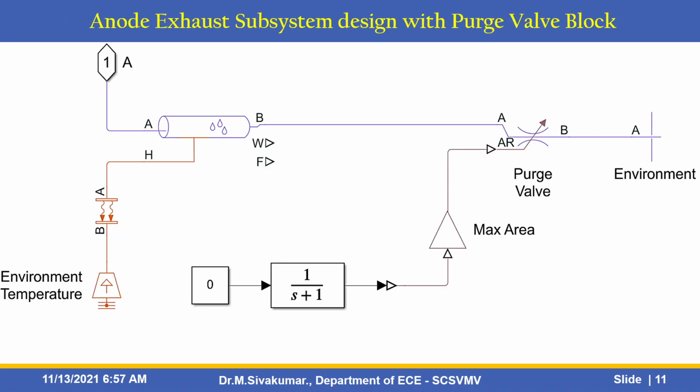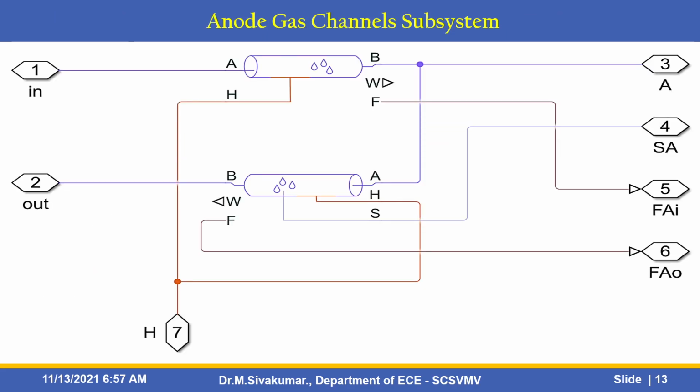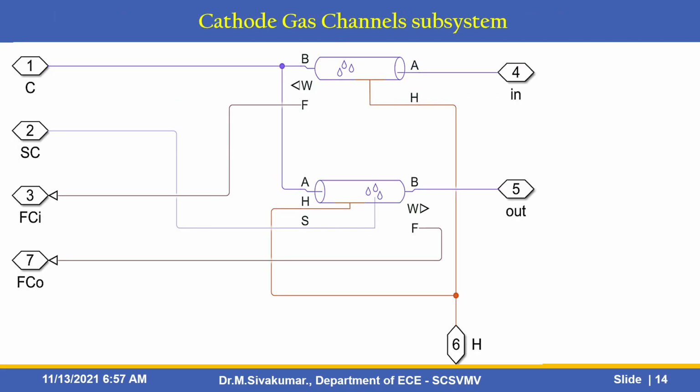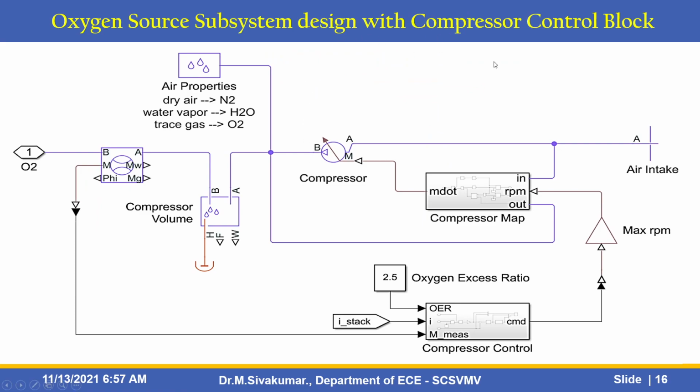The next one is a Purge Valve Block, used to analyze the Anode Exhaust Subsystem. The next one, Cathode Exhaust Subsystem using the pressure relief valve block. In this pressure relief valve block you can analyze the Cathode Exhaust Subsystem design. And this one, the Anode Gas Channel Subsystem. Similarly for the Cathode Gas Channel Subsystem and the Cathode Humidifier Subsystem design using a proportional controller to analyze the relative humidity input. And the Oxygen Source Subsystem design with the Compressor Control Block.